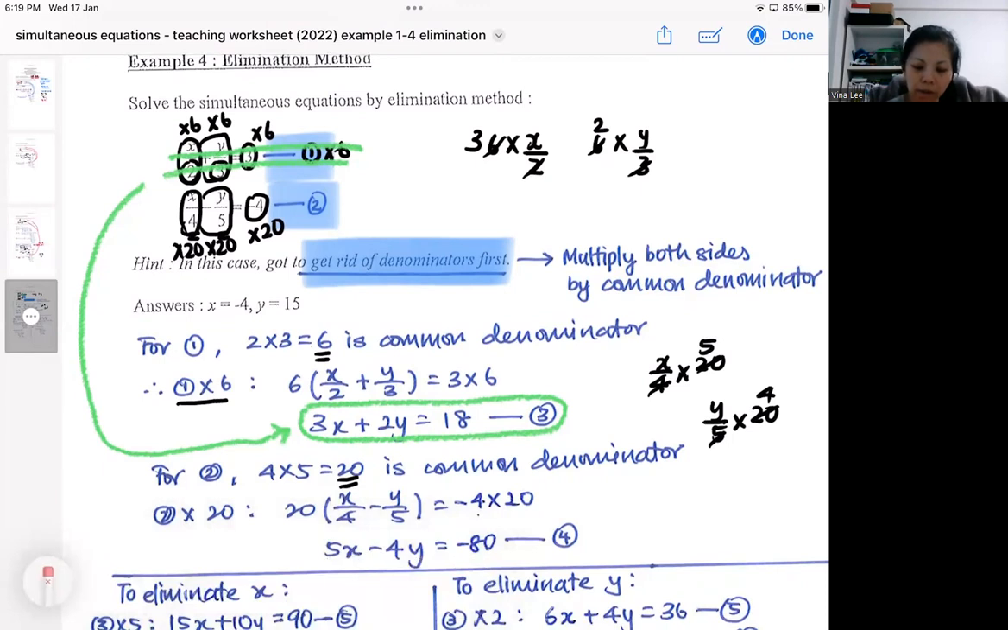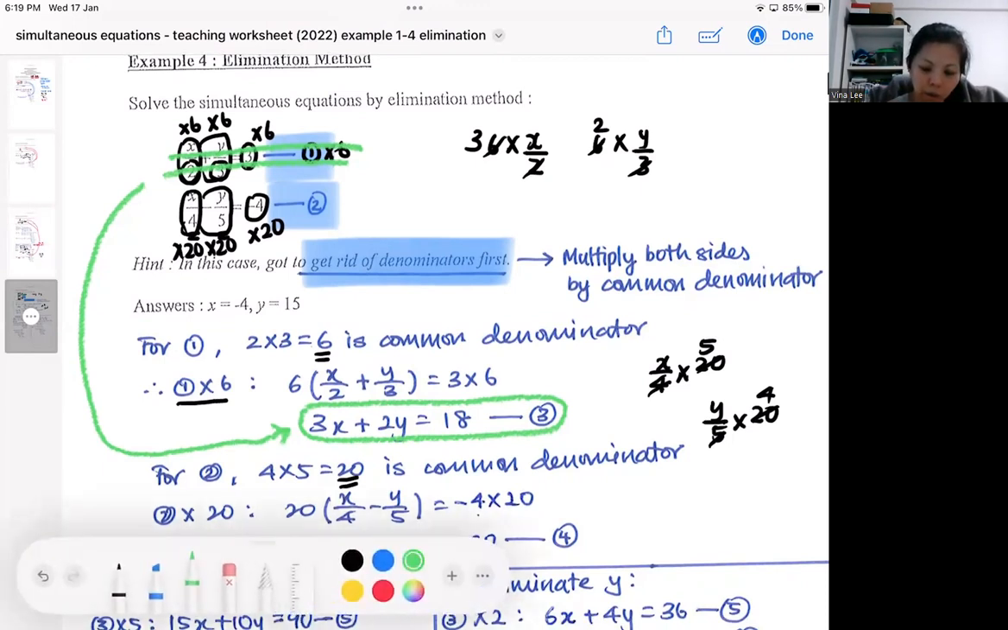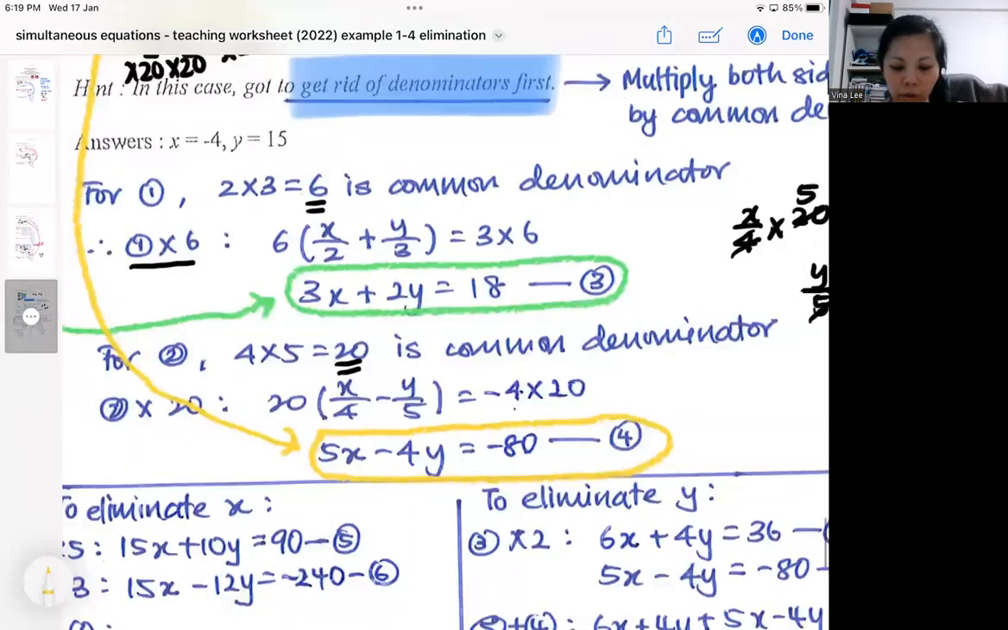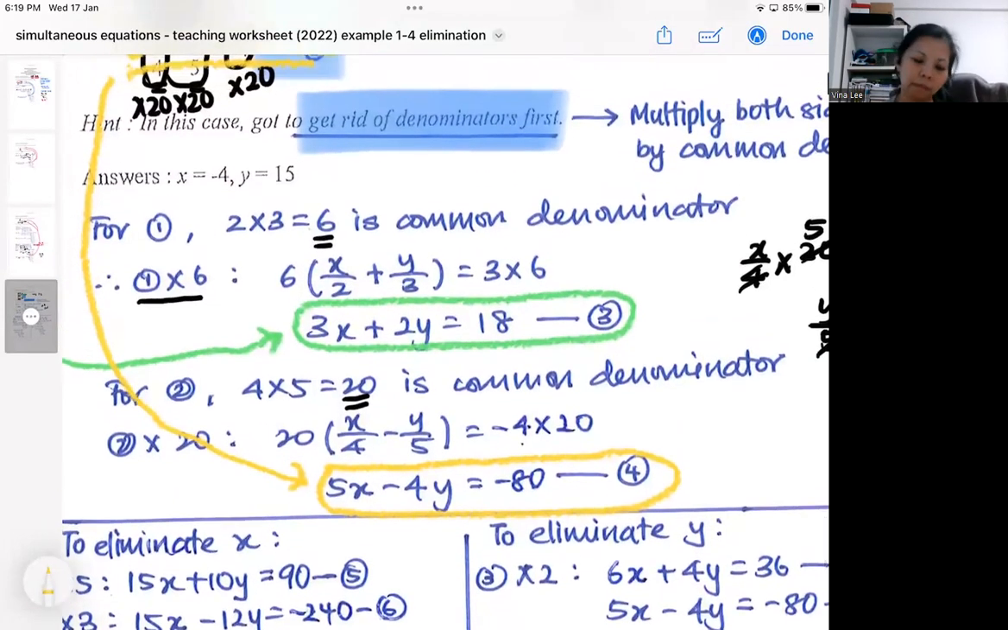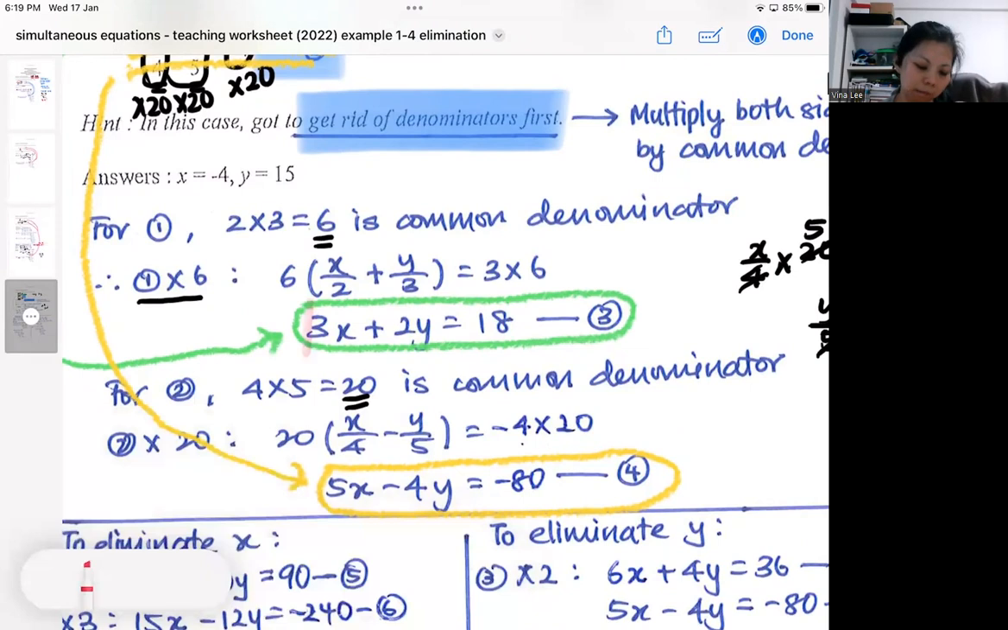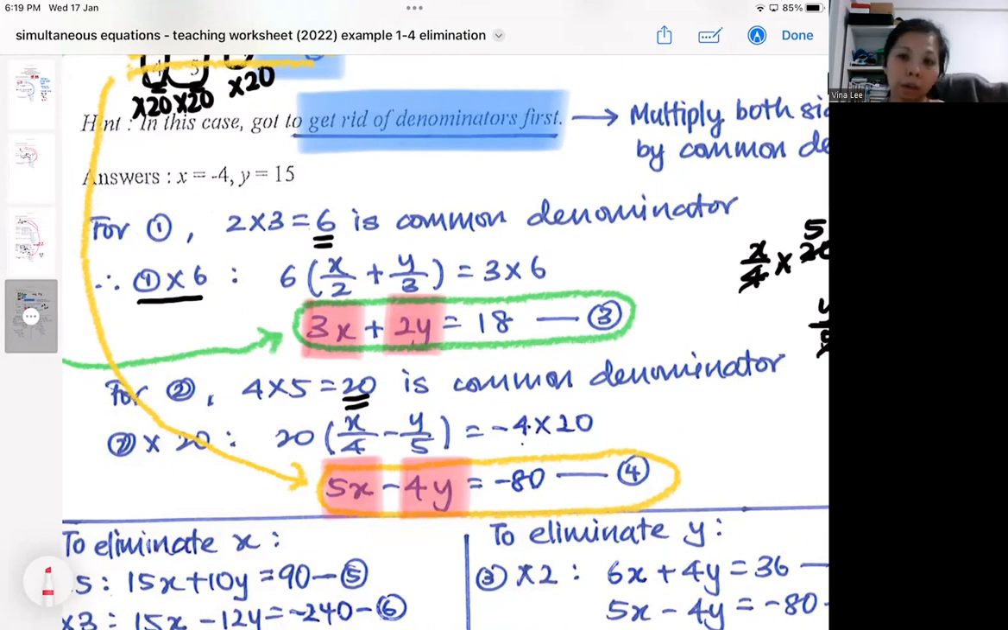So once you get rid of the fractions, the original equation is not needed anymore because it already became this equation. So you just need to look at these two equations and decide how you are going to do it by elimination. Is there the same algebra? If you look at x, they are not the same algebra. If you look at y, they are also not the same algebra. So in this situation, it will be very similar to example 3.